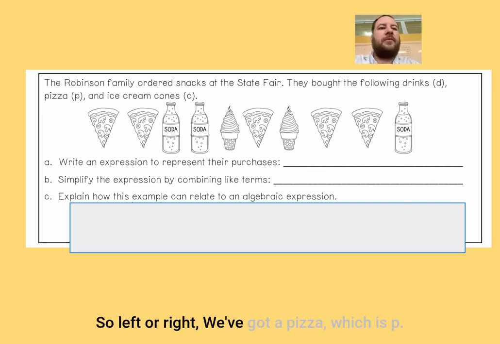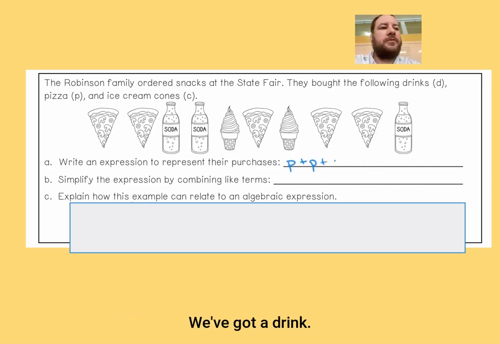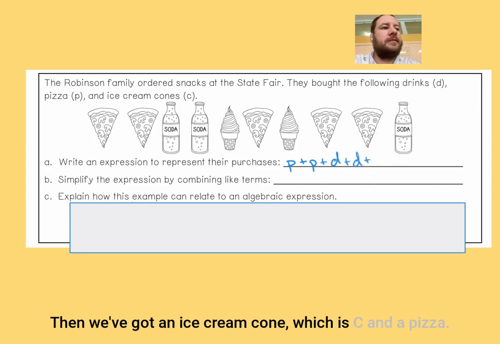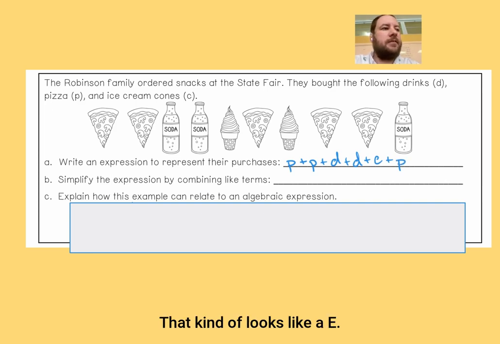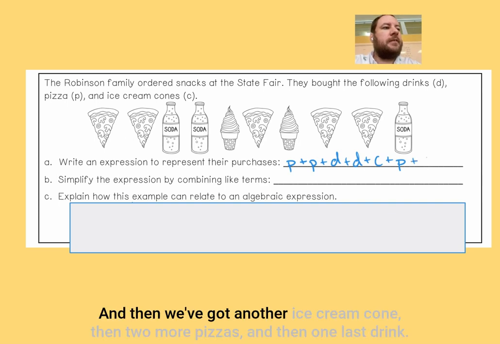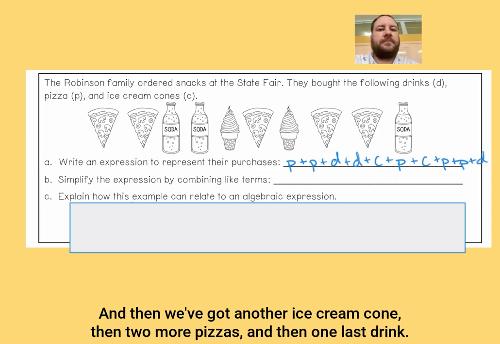Left to right, we've got a pizza, which is P. We've got another pizza, which is P. We've got a drink. We've got a drink. Then we've got an ice cream cone, which is C. Then a pizza. Then a C. And then we've got another ice cream cone. Then 2 more pizzas. And then one last drink.